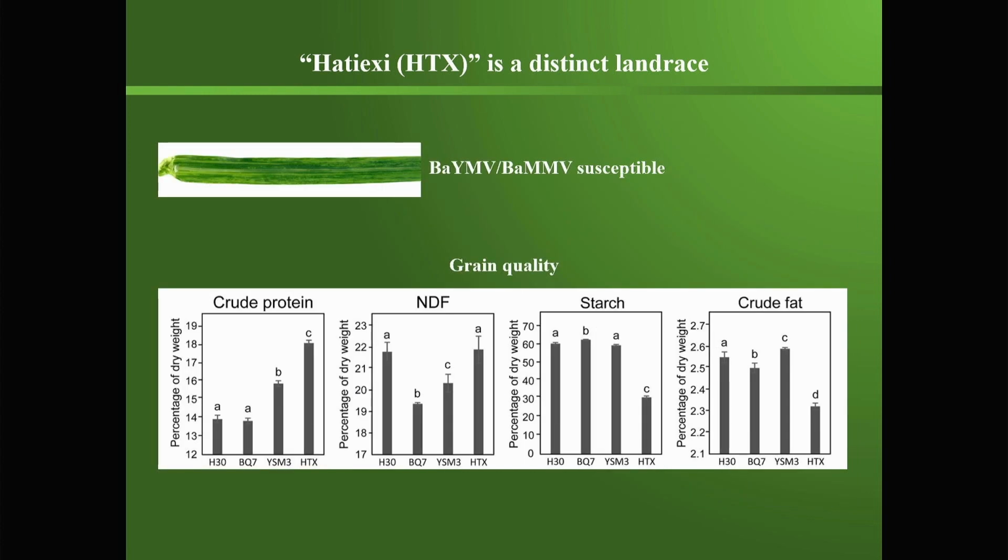And we chose this genotype for another reason, that it is significantly susceptible to the barley yellow mosaic virus and the barley mild mosaic virus. We expect to isolate some host factors from the mutagenesis population. In addition, Ha-Tie-Xi shows outstanding grain quality with high content of protein and fiber, but low content of starch and fat, which is especially good for animal feeding.